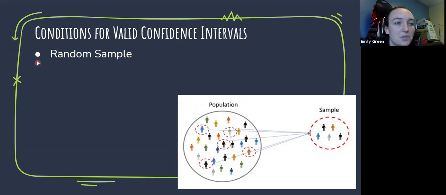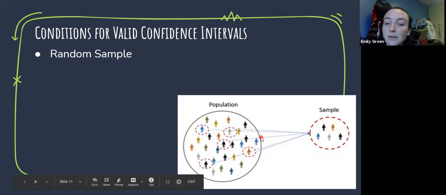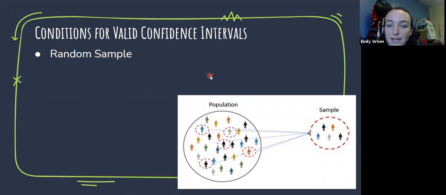So you guys should be used by now to looking for random samples. We want to make sure that we are randomly sampling out of the population, not picking only a few people who are all the same that don't represent the population.